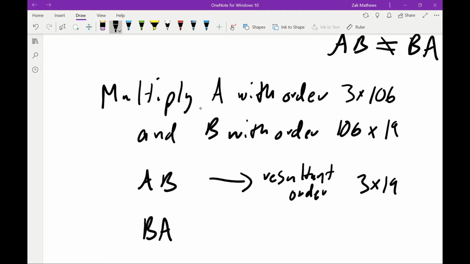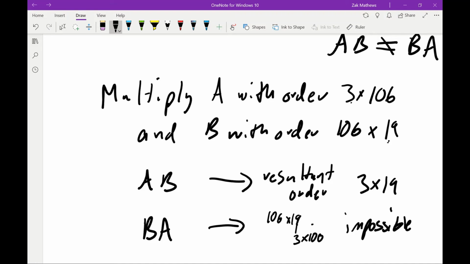If we did B times A, so if we tried to do the commuting, right, if we were trying to switch the order, it would actually be impossible because now those inner numbers wouldn't match. If we did a 106 by 19 and we multiplied that by a 3 by 106, those middle numbers don't match. This is impossible.